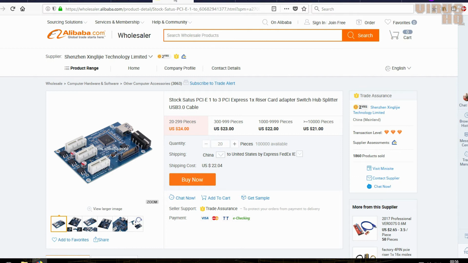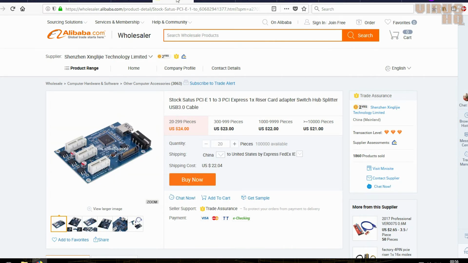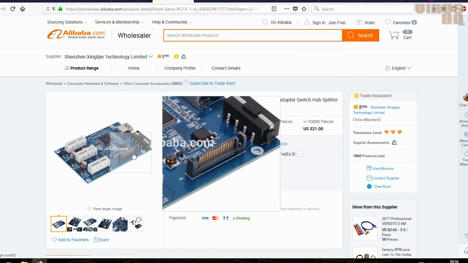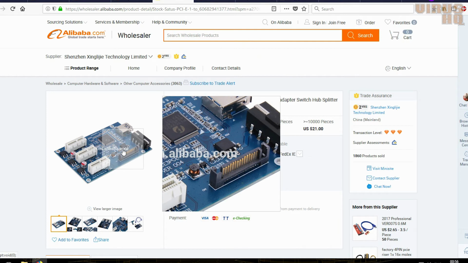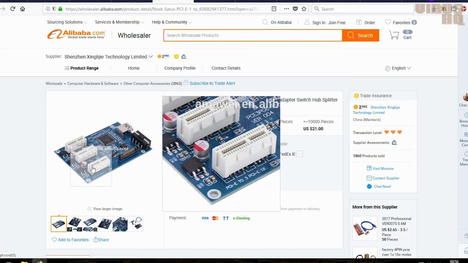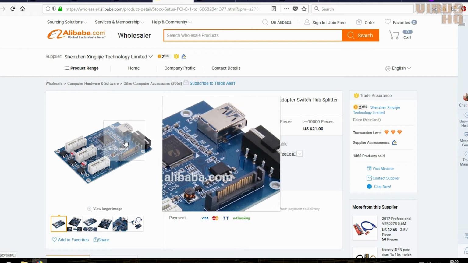So these were the risers. Now the port expansion cards. I usually hate these and I don't recommend anyone using these. But if you use, then what these do is that they convert one express PCI slot into three different PCI 1X slots. That's it. It has an onboard controller which does it.